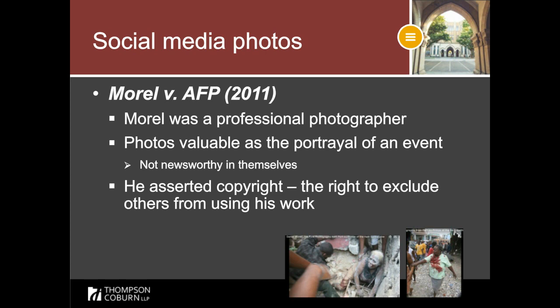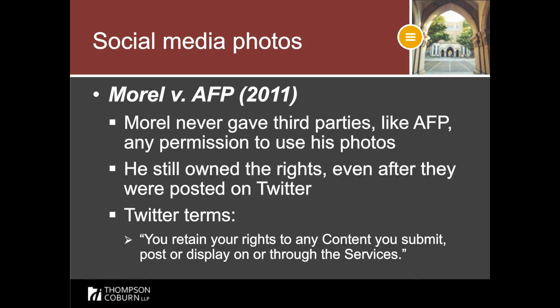So Morel sued a French press agency and said, look, I'm a professional photographer. I make money off of my photographs. You grab my photographs off of Twitter. You use them without authorization. You even profited by letting your member newspapers use them. So the news organization initially said, well, because they were on Twitter, we have the right to use them. Anybody can use what's on Twitter. Well, that's not true.